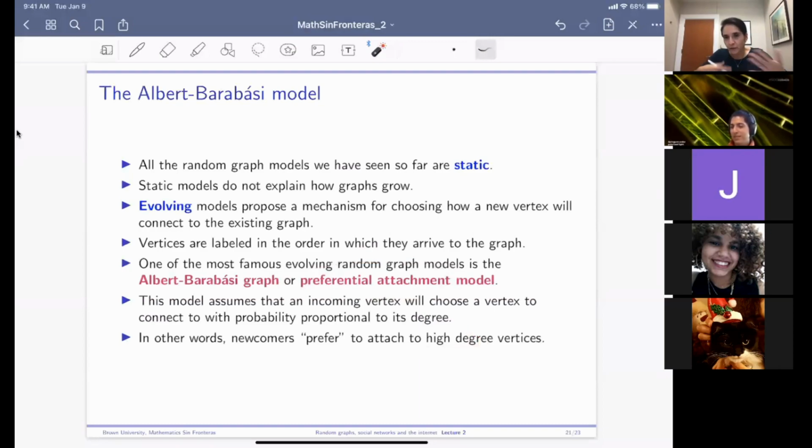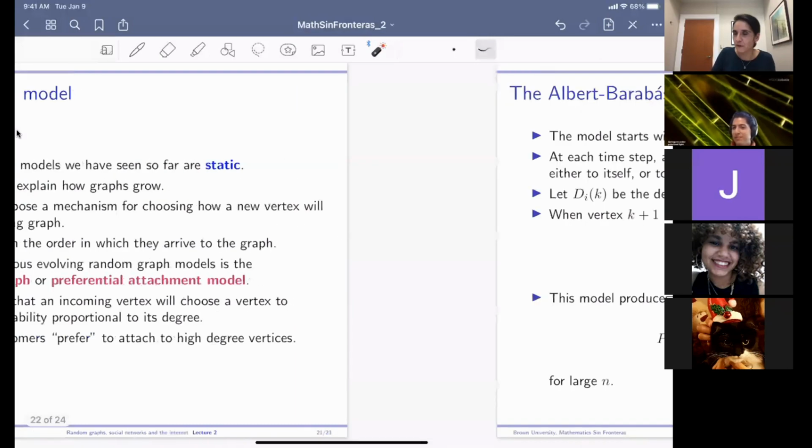And the more newcomers come in and do this, the bigger those famous people become, right? Because everybody comes in and tries to befriend them, and they just keep growing and growing and growing. So those vertices that are already very large just keep attracting more and more of the newcomers. And that's what this model tells us.